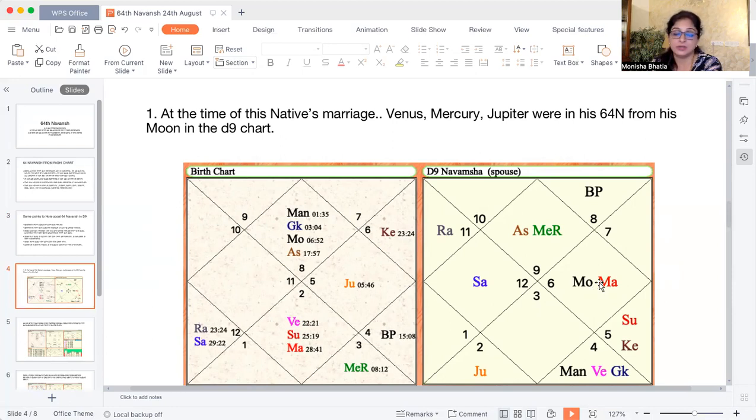Now you see that his ascendant lord is Mars, and Moon is a very important planet when we talk about the 64th Navamsha. So from both these planets, the fourth house is Sagittarius in the D9 chart, and in the sign of Sagittarius, Venus, Mercury, and Jupiter were transiting. So it gave him a very happy event of his marriage. So friends, it's not always that the planets in the 64th Navamsha will give some difficulties, but they can give happy events also, like in this case. So this is one of my observations.